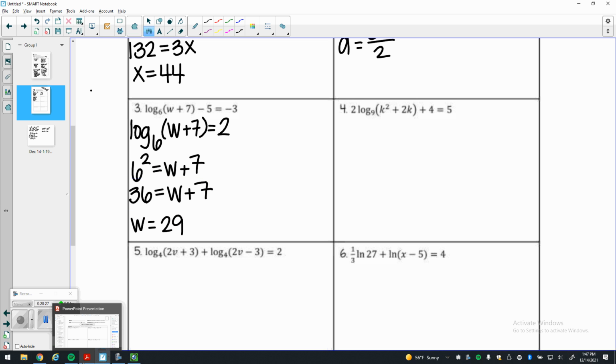Now, do not change the base formula again. Okay? Find the big thing first. So 29 plus 7 is what? 36. You're going to do the log of 36 divided by the log of 6. Did you do log of 36 divided by log of 6? And log of 6 divided by log of 6?